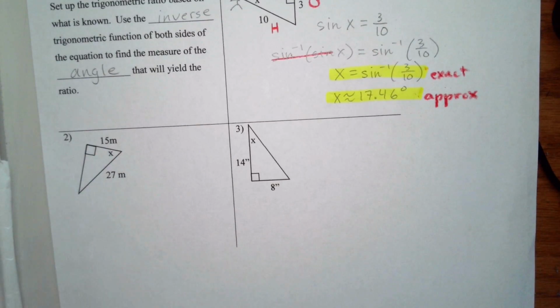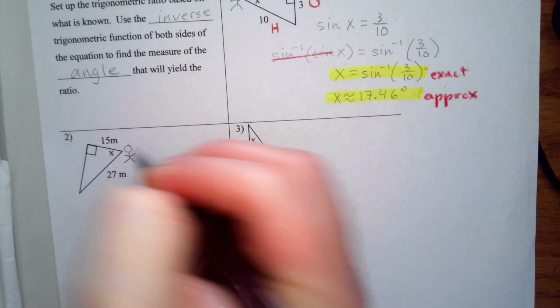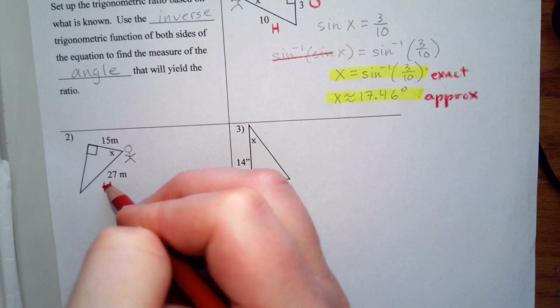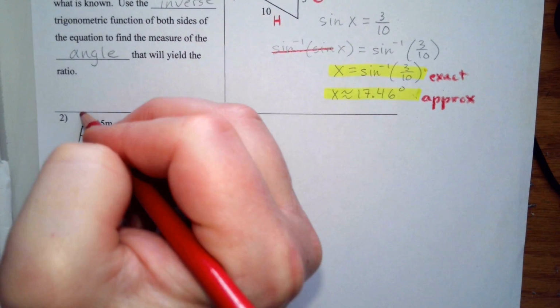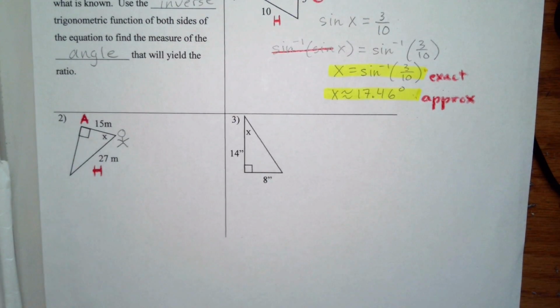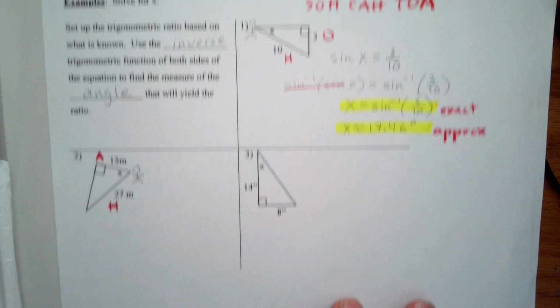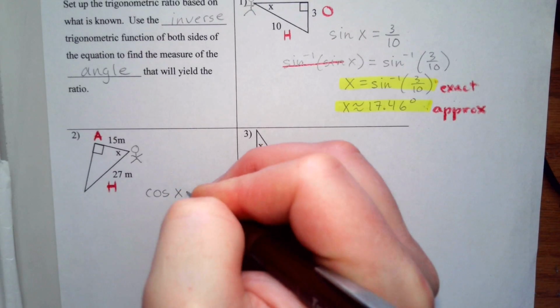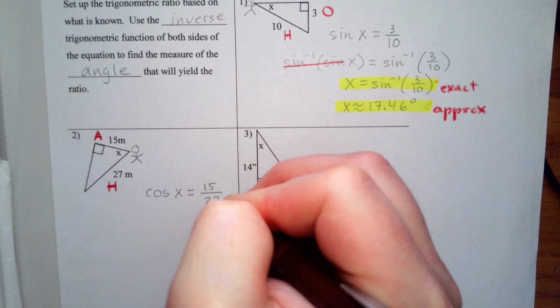Okay, second example. The acute angle that's labeled is our reference angle. From your point of view, the 27 is still the hypotenuse no matter what. The 15 is the adjacent leg, so we'll put an A. So, looking at SOHCAHTOA, we're going to be using cosine. Cosine of the missing angle is equal to 15 over 27.